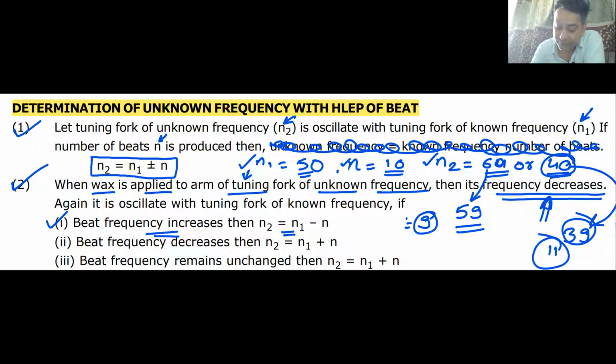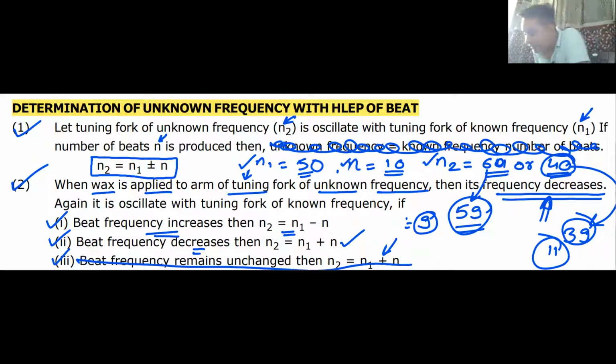On the other hand, if the beat frequency decreases, which is the case here, the beat frequency from 10 has become 9, then you will take the upper value, N1 plus N. If the beat frequency remains unchanged, then you will again take the upper value. This doesn't happen. You don't encounter this case. We don't consider this case. So basically, you will have two cases, whether the beat frequency will increase or decrease. If the beat frequency increases, you will take the lower value. If the beat frequency decreases, you will take the higher value.